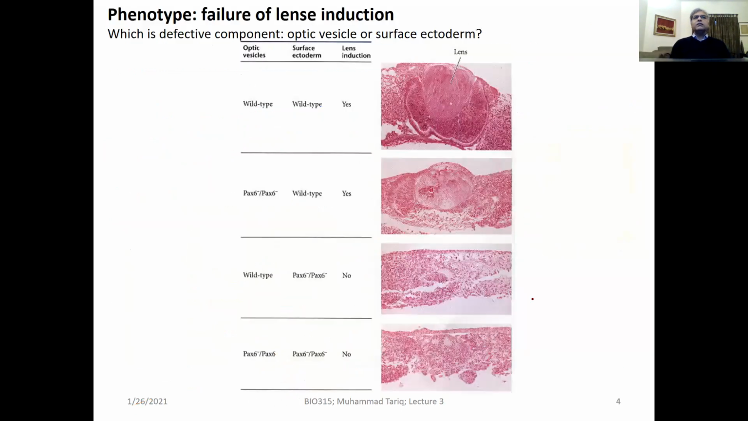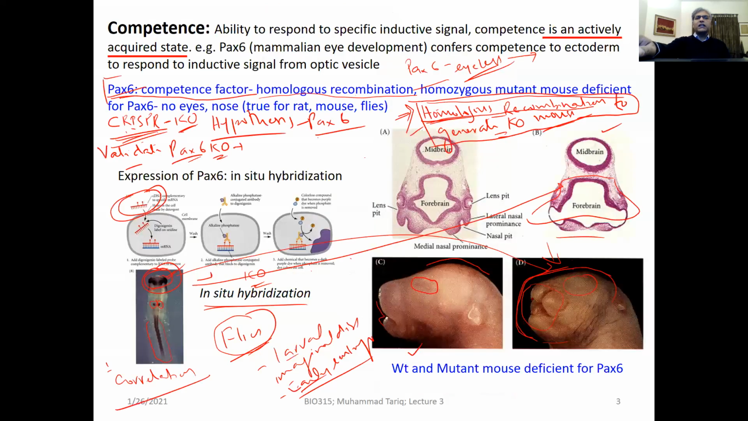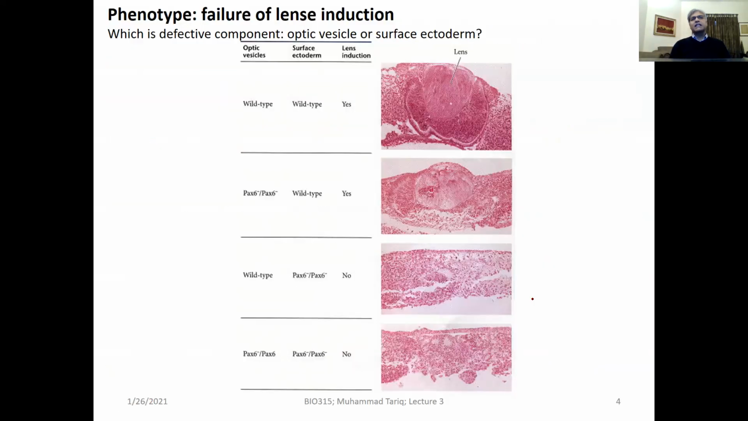So in order to further validate that PAX6 is indeed the factor which makes the head or surface ectodermal cells competent to respond to the signal coming from the optic vesicle, we do new experiments. This kind of experiment is going to show you beautiful conclusions.